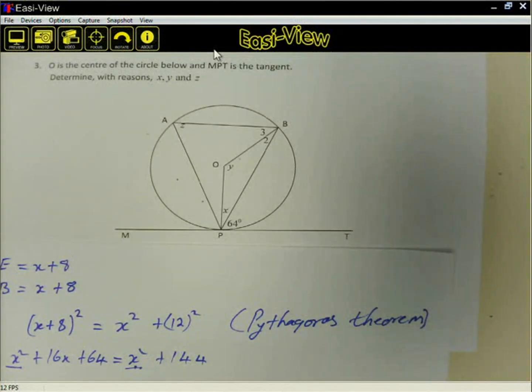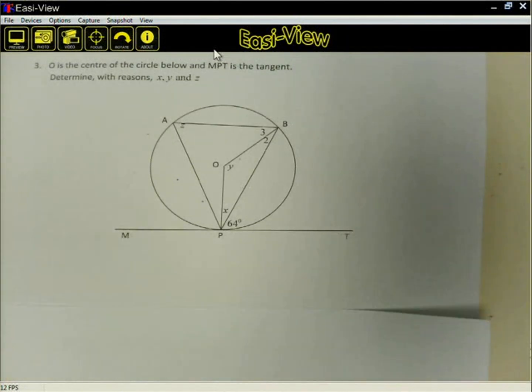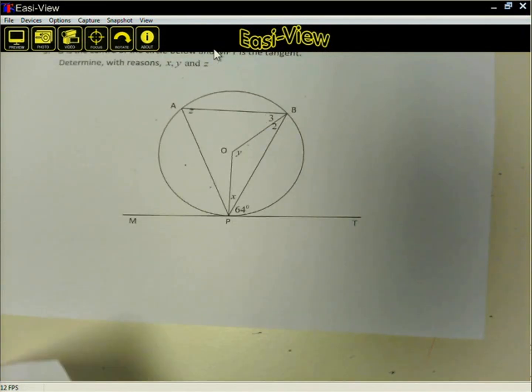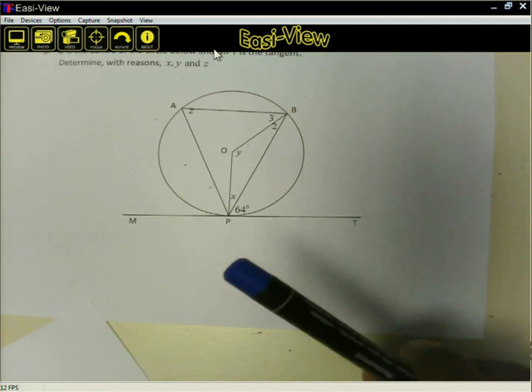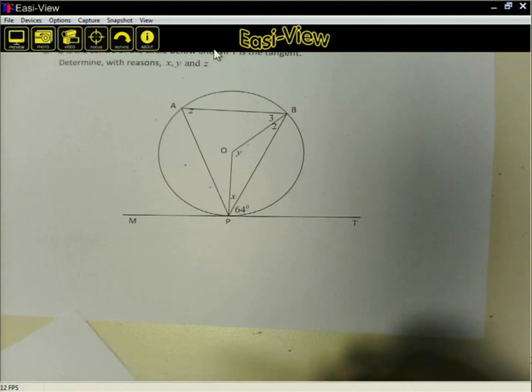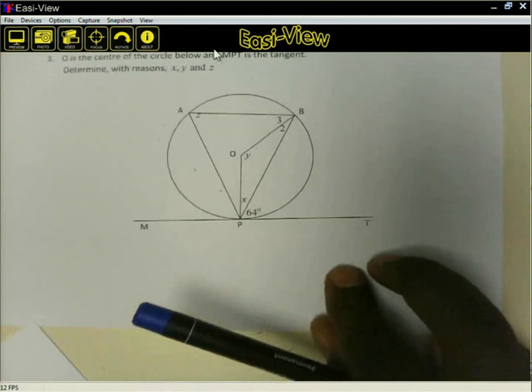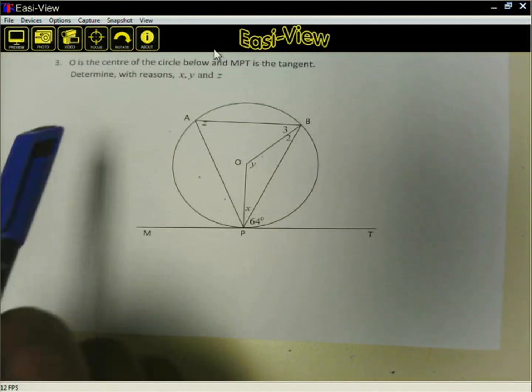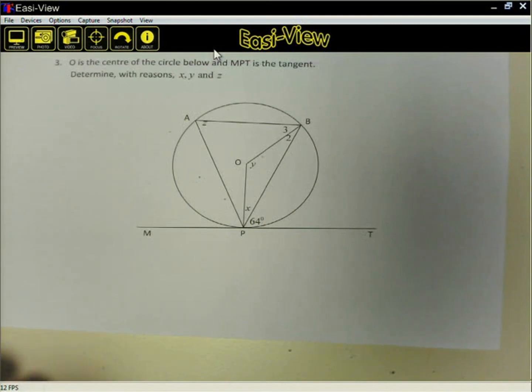Remember, the main objective for today's lesson is to prepare you for this coming test. The test will be written on the 17th of March. I want to prepare the grade 12s for this coming test. Next one of the possible questions.